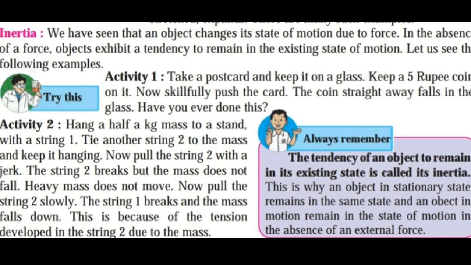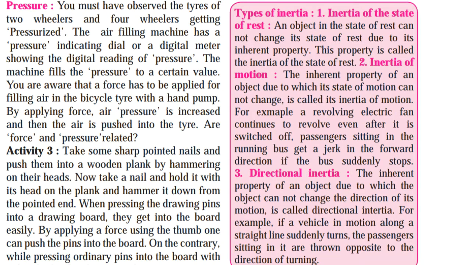Do all objects have the same inertia? Obviously not. It depends on the mass. If mass is more, inertia is more, and if mass is less, inertia is less. As I told you, Newton's first law of motion is also known as the law of inertia. Let's see the types of inertia. There are three types of inertia: inertia of rest, inertia of motion and directional inertia.